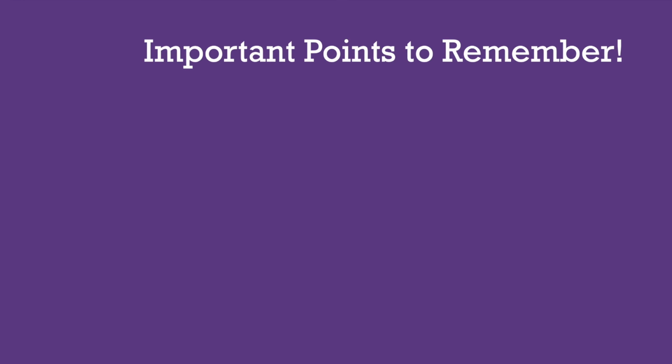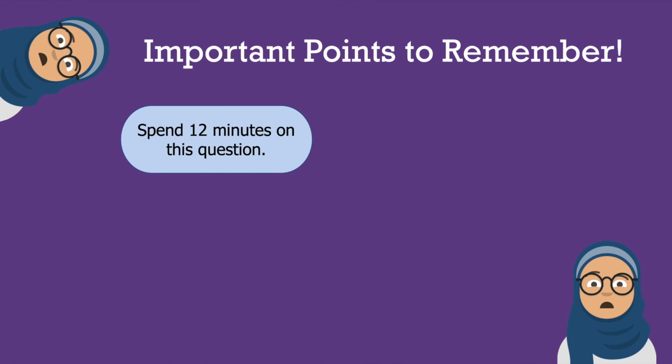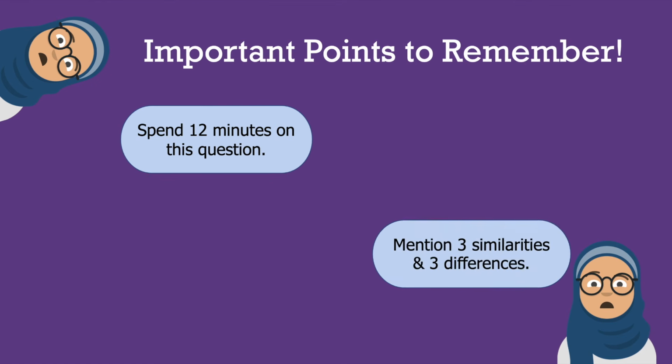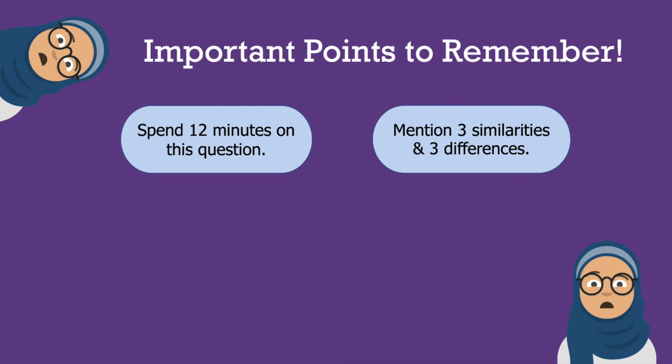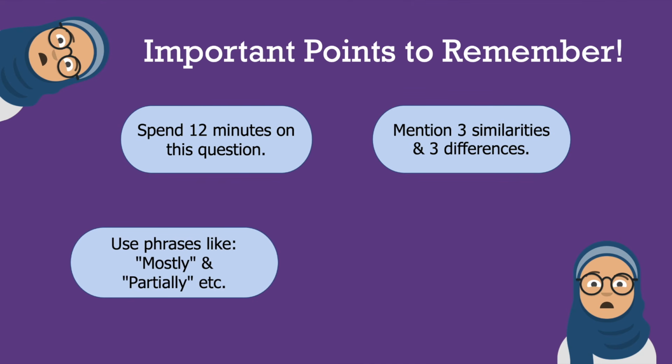So that was all, and if you're still confused, which I hope you're not, here are some extra points which are important. Number 1, spend 12 minutes on this question. Number 2, only mention 3 similarities and 3 differences. It's ideal because it's going to save you time, and it's a good structure for writing your answer. Number 3, use phrases like mostly, partially, conversely, on the other hand. These transitional phrases help quite a lot in making your answer seem more structured.